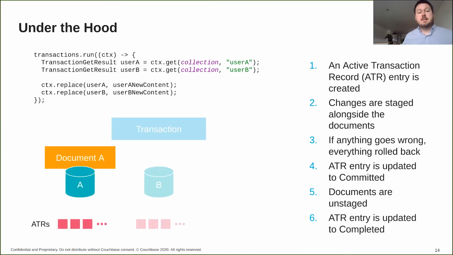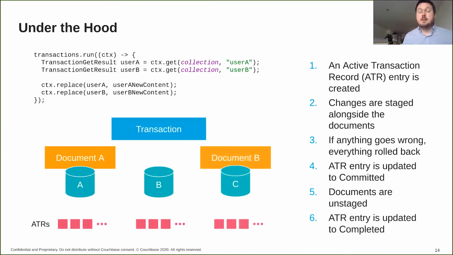So let's have a look and see what happens under the hood. We've got a very simple transaction here. We're getting two documents, user A and user B, and then we're replacing the contents of those two users. I haven't shown actually creating the new content here, just to keep it brief. So our transaction is writing to document A, which is user A, and document B, which is user B. Document A is on node A, and document B is on another node, node C, over here.